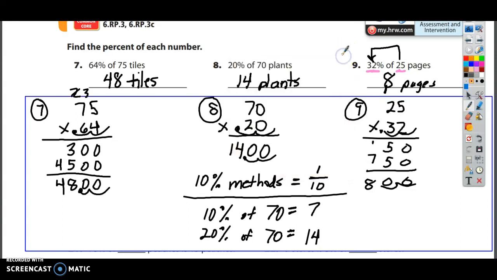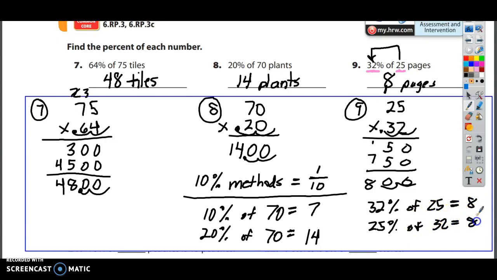So what you can conclude there is that, I'm going to actually rewrite it this way. Here's what you can conclude. 32% of 25 is equal to 25% of 32. They're both equal to 8, both of them.